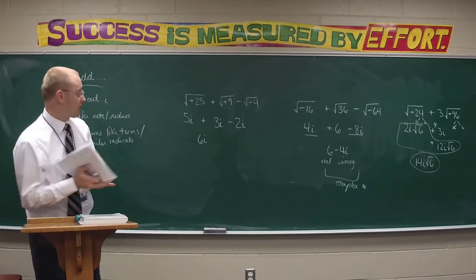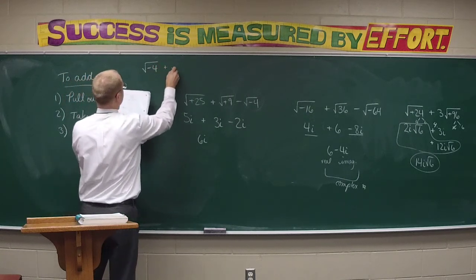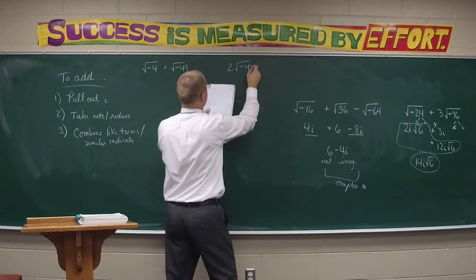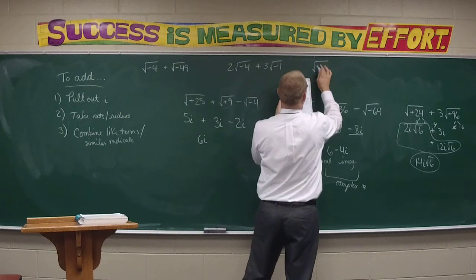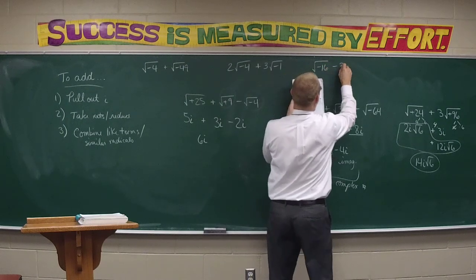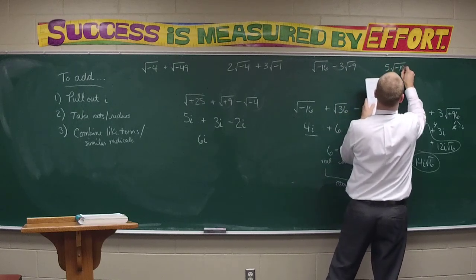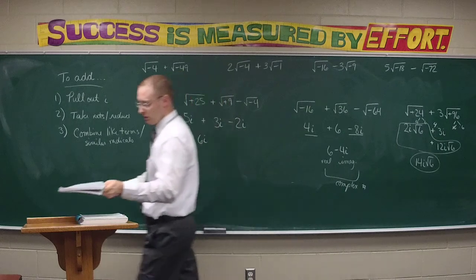All right, at your seats, I want you to simplify these. The square root of negative 4 plus the square root of negative 49. 2 times the square root of negative 4 plus 3 times the square root of negative 1. Square root of negative 16 minus 3 times the square root of negative 9. 5 times the square root of negative 18 minus the square root of negative 72. At your seats.